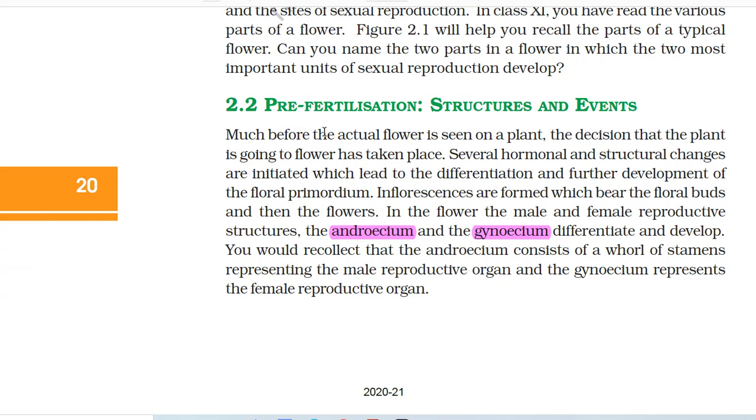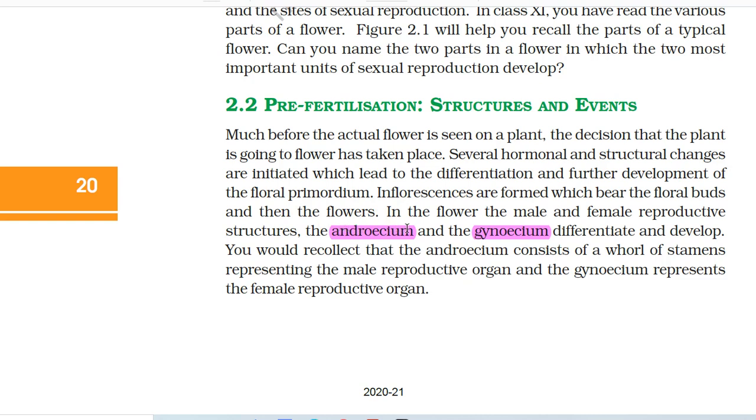2.2 Pre-fertilization, structures and events. Much before the actual flower is seen on a plant, the decision that the plant is going to flower has taken place. Several hormonal and structural changes are initiated which lead to the differentiation and further development of the floral primordium. Inflorescences are formed which bear the floral buds and then the flowers.